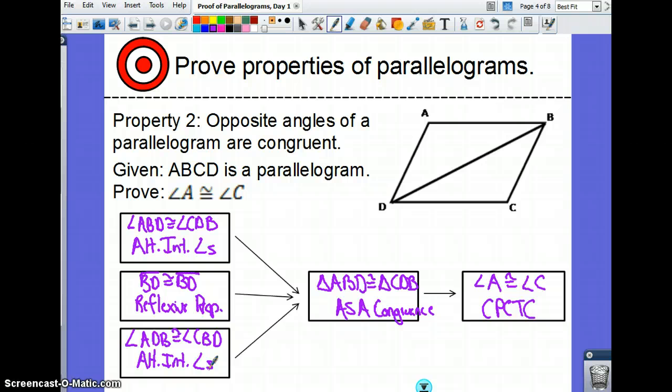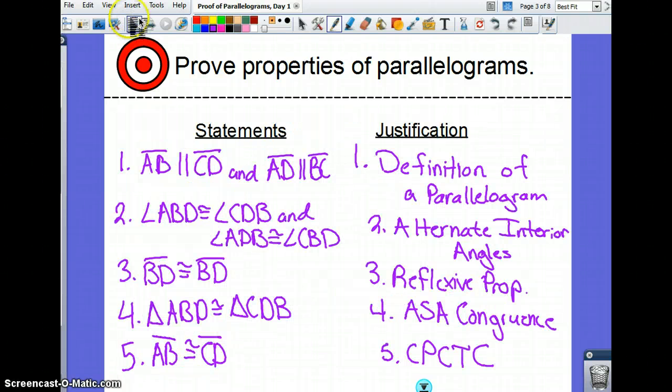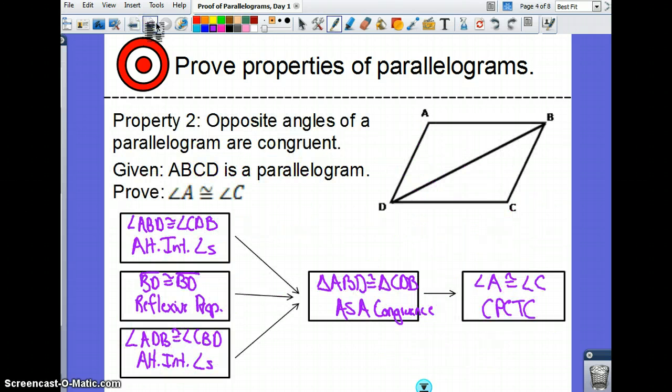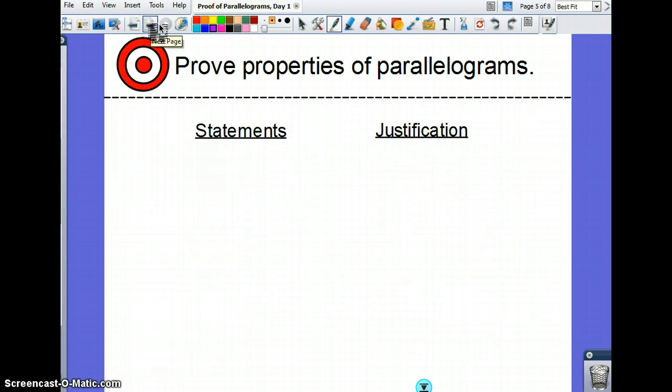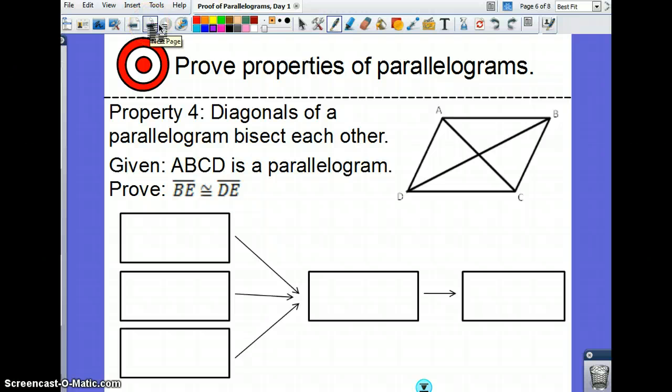So if you proved this on your own, it looks exactly the same. This is what you're calling the proof for property number one. It looks exactly the same, except you just have to change this part right here. Okay, so go ahead and fill in the two column proof for property number two at this time. Pause it and then come back to me.